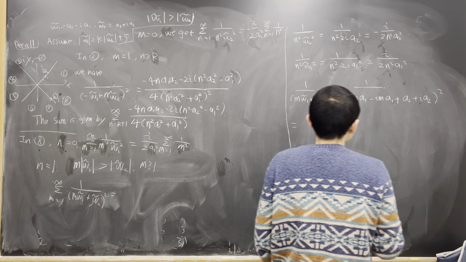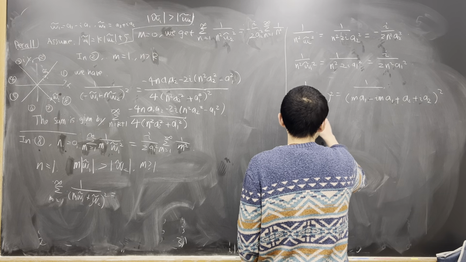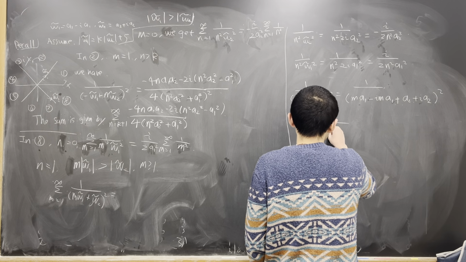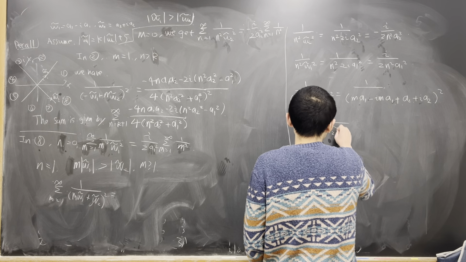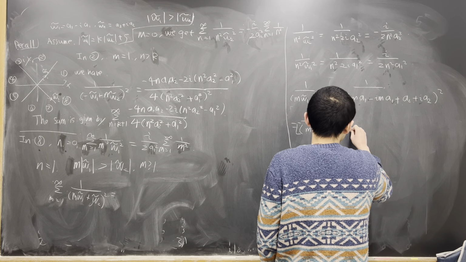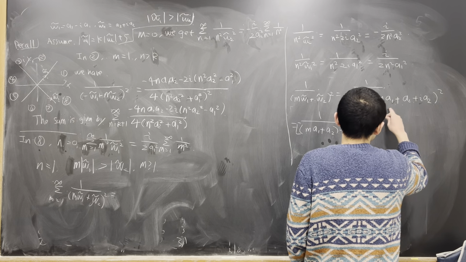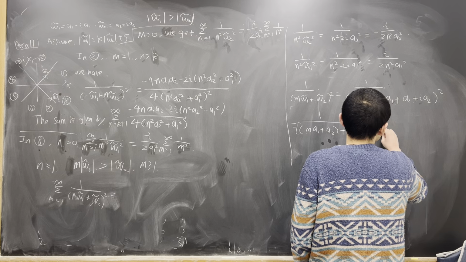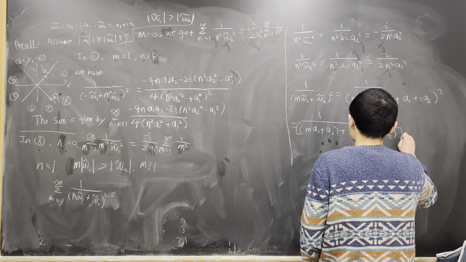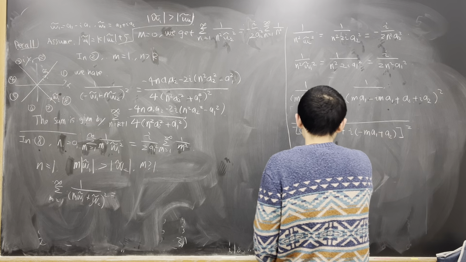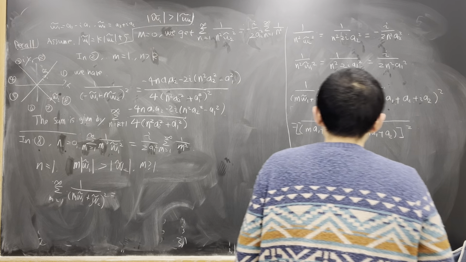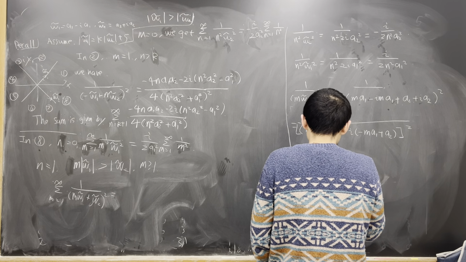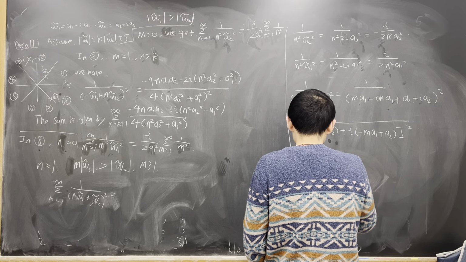So after I collect all the terms, collecting all the real terms, the real terms are exactly m a1 plus a2, right? So these are the real terms. And then for the imaginary terms, I'm having this negative m a1 plus a2, right? Okay, so now I'm taking the square inside, right? So while I'm taking the square, what do I get?